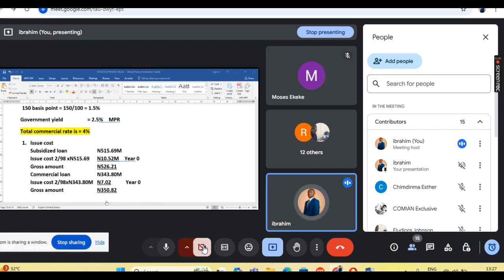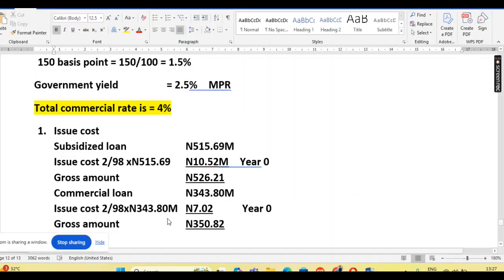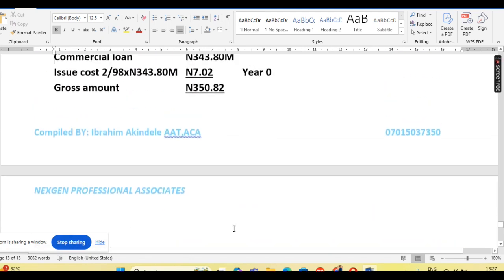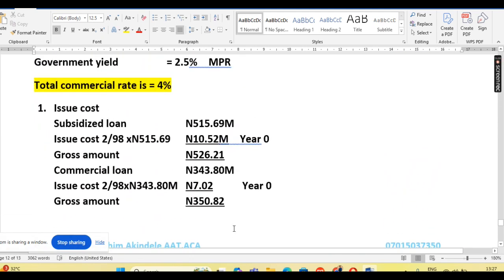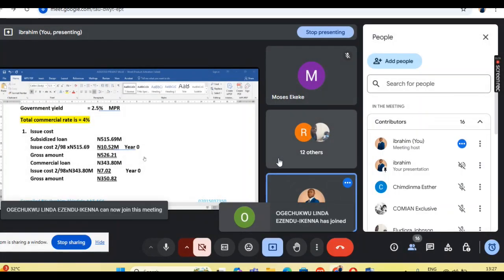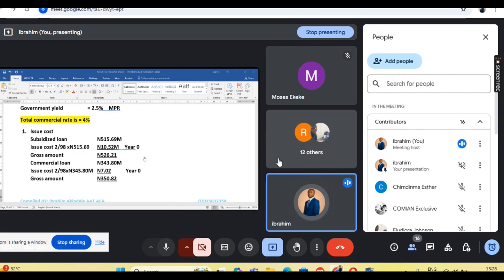So now, if this is established, we need to move ahead to number 2. Number 2 is tax savings on issue cost. Now, in this question, don't forget, I've mentioned it several times: when the question is silent, you only do it on the debt. It is assumed to be on debt. Now, look at this question.